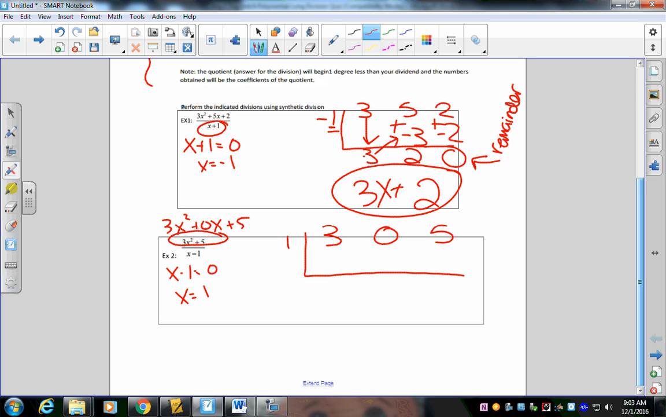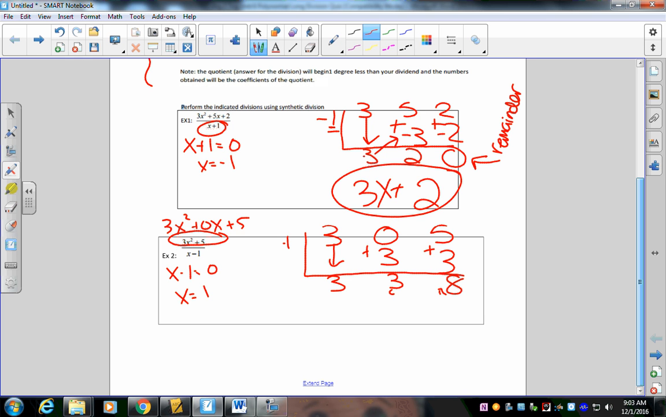Okay, so start by bringing that 3 down. Okay, doing 3 plus a 0, not that you need to write that. Now I multiply, 3 times 1 is 3. Add straight down, giving me 3 down here. 3 times 1 is 3. Add straight down and I have 8. Okay, and I'm done because there are no other numbers to work with. So this 8 is my remainder.